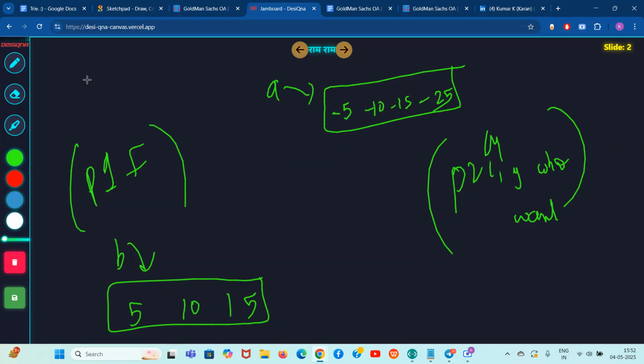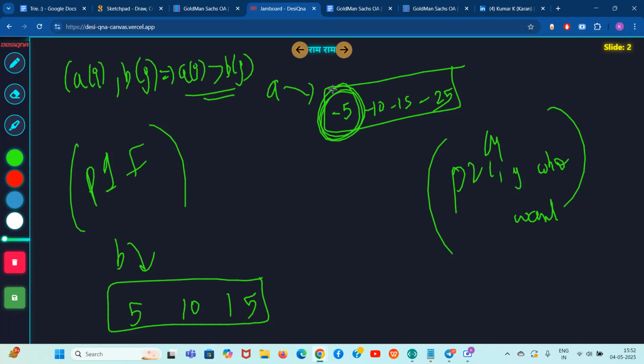What do you want? You want the pairs AI, comma BJ such that AI is strictly greater than BJ. So, what you will do? Let's take this first value. This is a standard greedy algorithm.